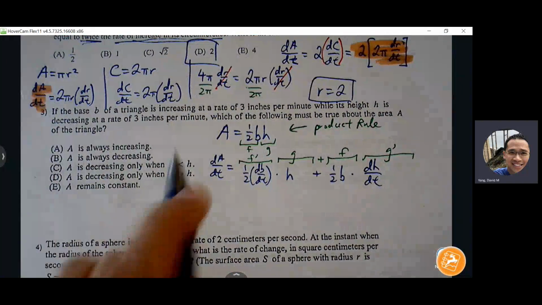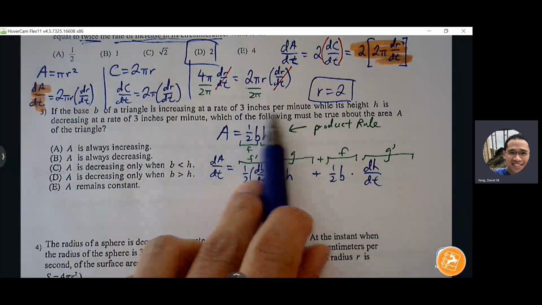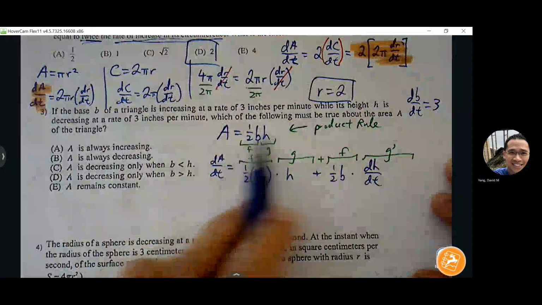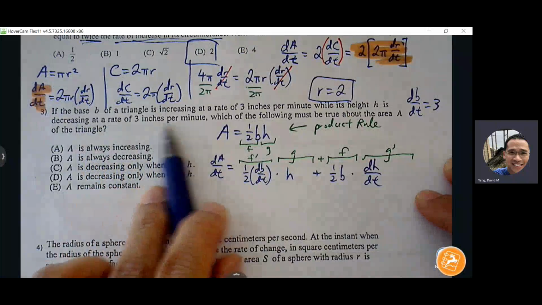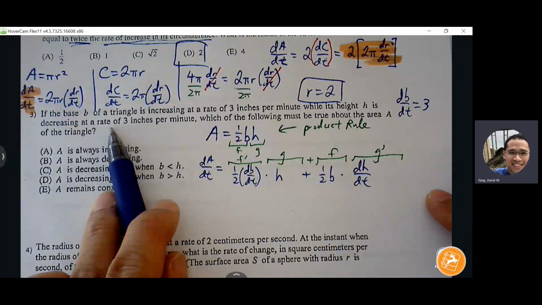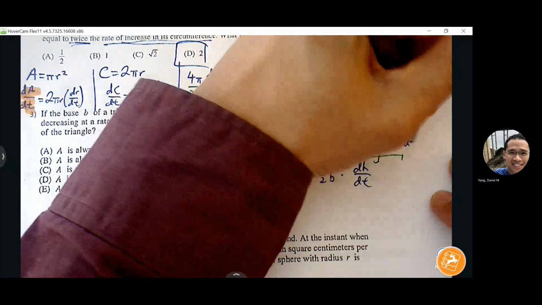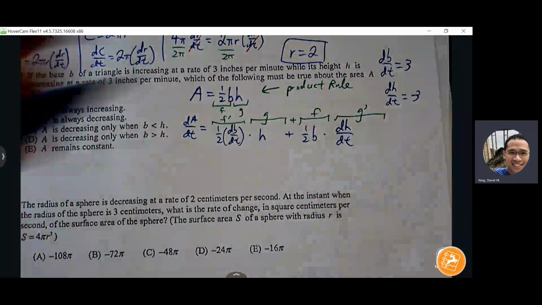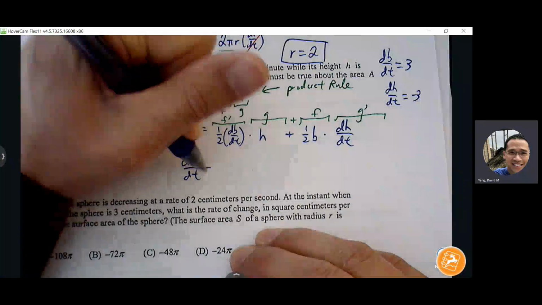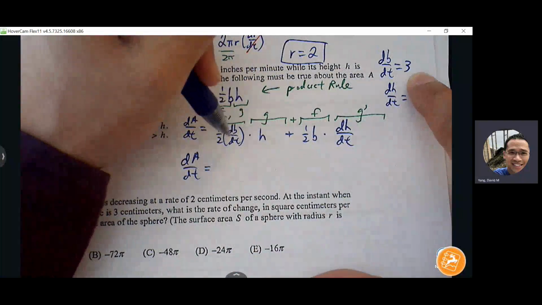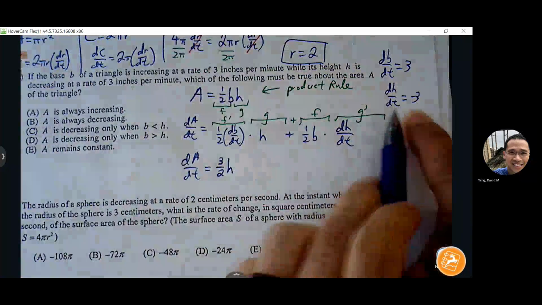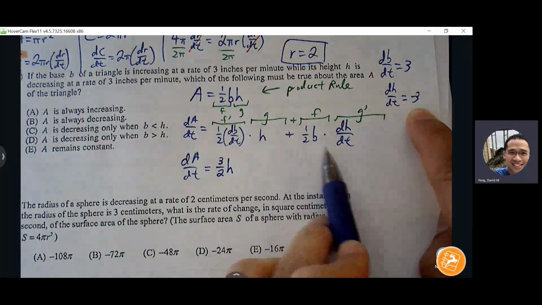Okay, so let's make some substitutions here. The base of the triangle is increasing at a rate of 3 inches per minute. What's that referring to? dB dt is positive 3, okay. While the height is decreasing at a rate of 3 inches per minute. That's what? dH dt. dH dt is -3. Okay, let's make those substitutions and see if we can get some more clarity as to which of these options we can claim to be true. So replace dB dt with 3. So I get 3/2 h. And then if I put -3 in for dH dt, I'm going to get -3/2 b.